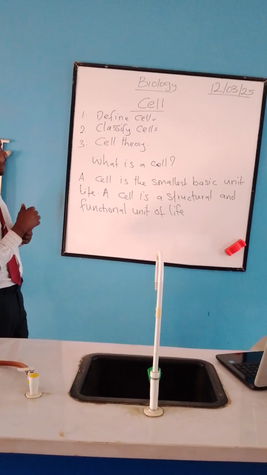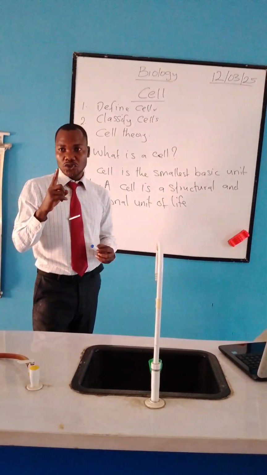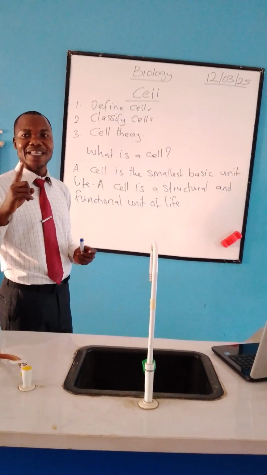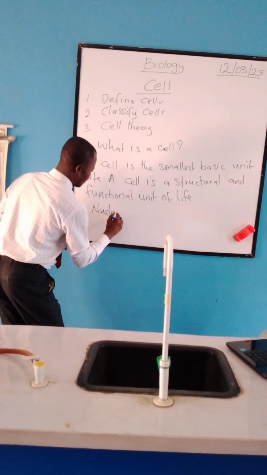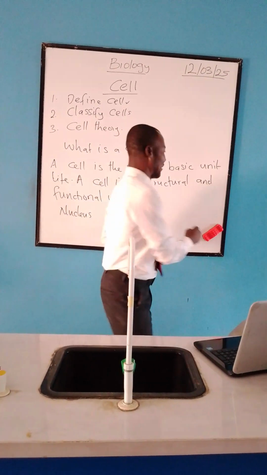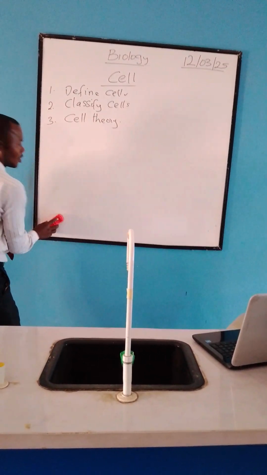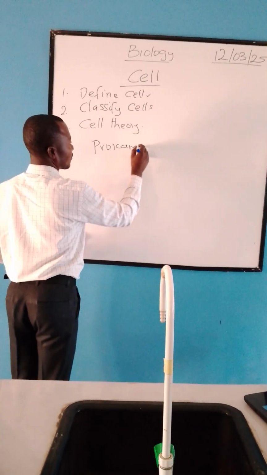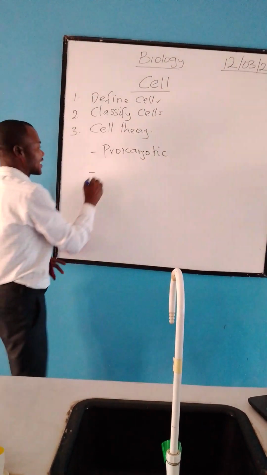Now, let's move further. Cell can be classified into various types depending on what you are classifying cell for. For instance, cell can be classified on the basis of the arrangement of nucleus. On the basis of arrangement of what? Nucleus. On this, we have 2 major categories of cell. Number 1, we have prokaryotic cell. Number 2, we have eukaryotic cell.